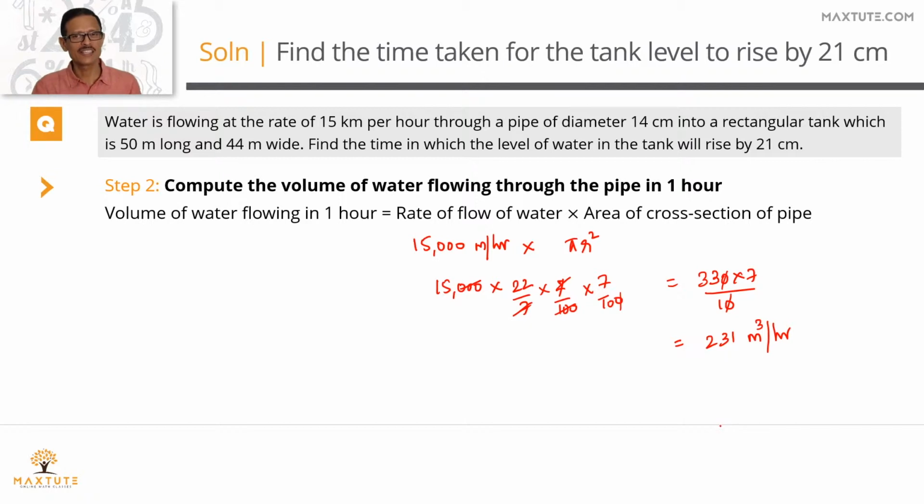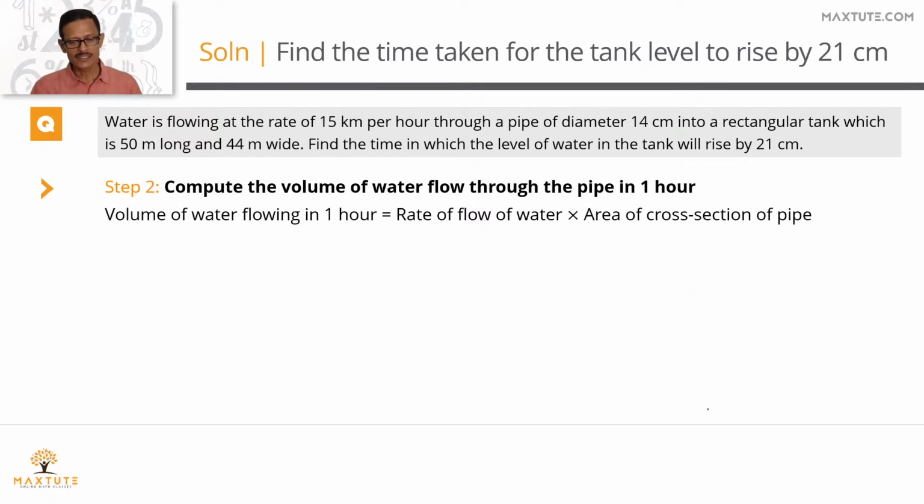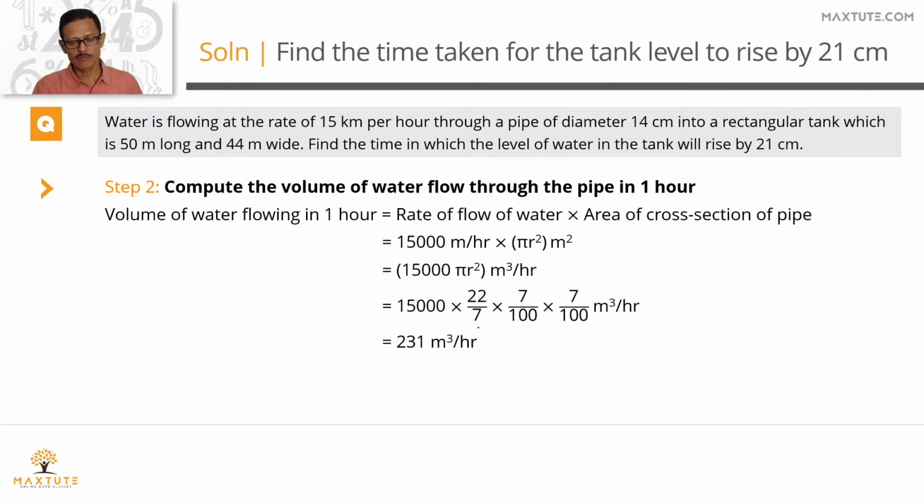Let's quickly summarize this, recap it in a printed form. The rate of flow into area of the cross section will give us the volume of water flowing each hour. Plug in the values 15,000 meter per hour into pi r square. Substitute values of pi as 22 by 7 and radius as 7 by 100. We get 231 meter cube per hour of water flowing through this pipe each hour.